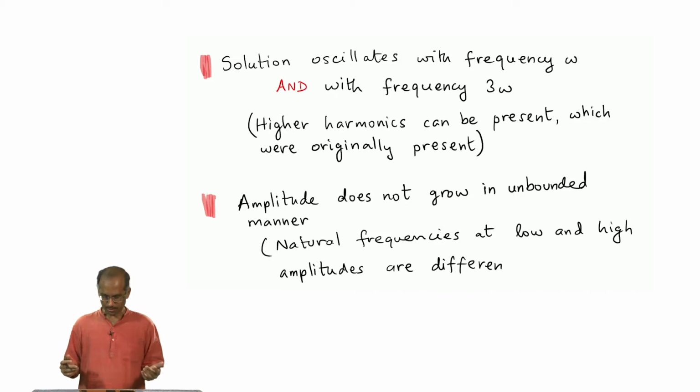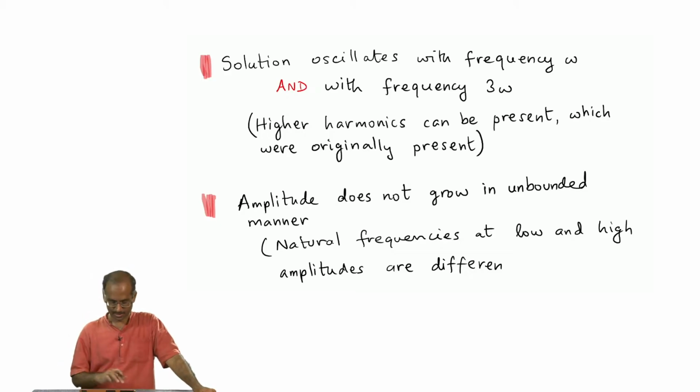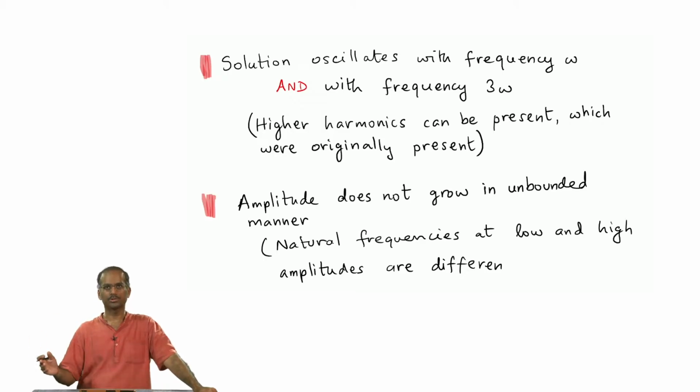And what we saw was that the solution displays oscillations with the same frequency as the driving. So, if driving has frequency omega, then the solution also has frequency omega, but in addition it also shows what are called higher harmonics. Like for instance, it will also show frequency 3 omega. That is one of the things that we saw, and the amplitude does not grow in an unbounded manner even if you did not have dissipation.